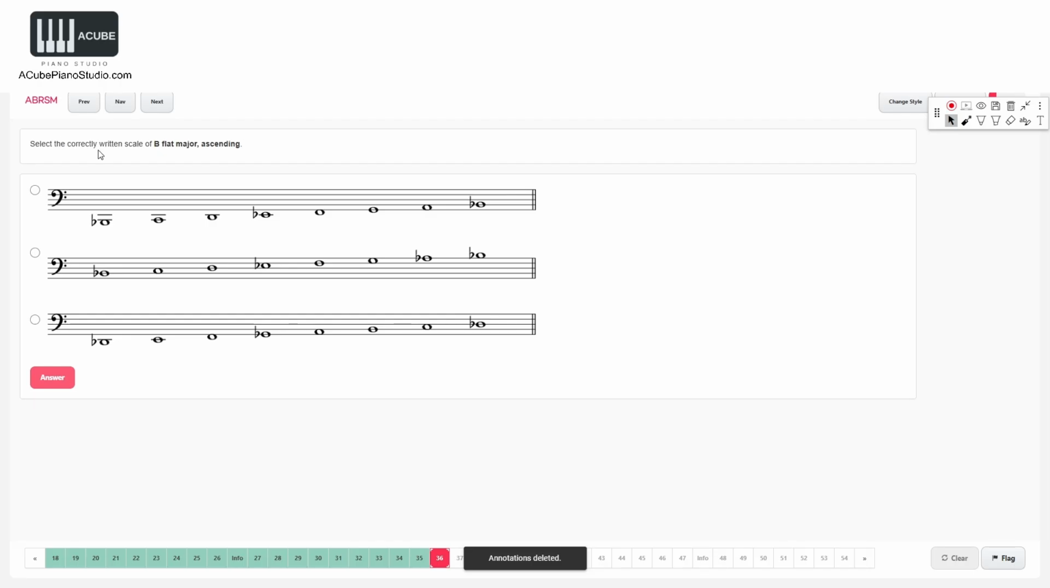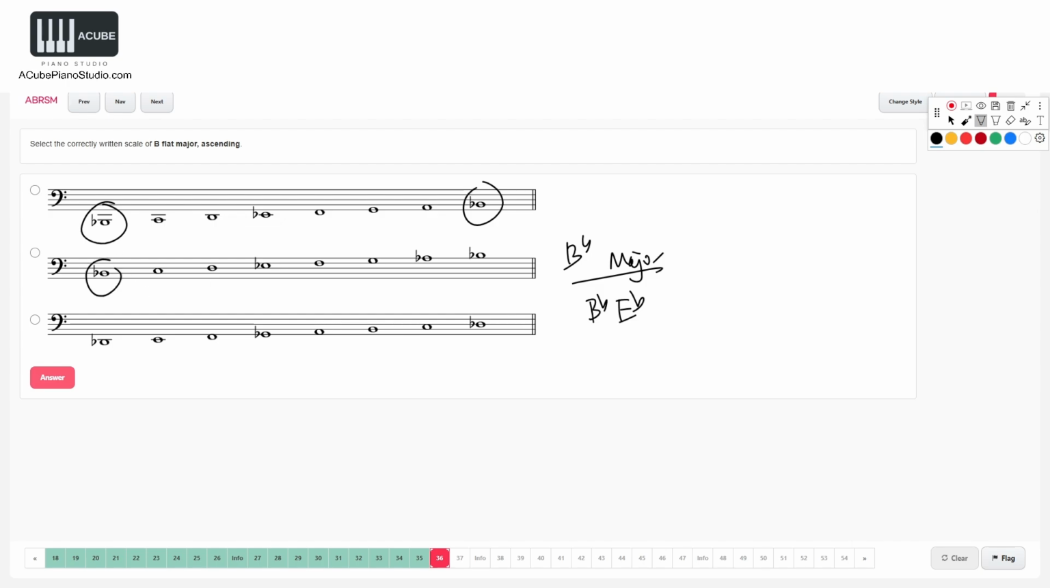Next, select the correctly written scale of B flat major ascending. So B flat major has B flat and E flat in its key signature. Okay, so let's first check that it starts and ends with B flat. So this is B flat, this is B flat, this is B flat, this is B flat, this is B flat, this is B flat. No, this is D flat, this is D flat. This is wrong, so I eliminate this. Okay, because this one is bass clef, this is D.